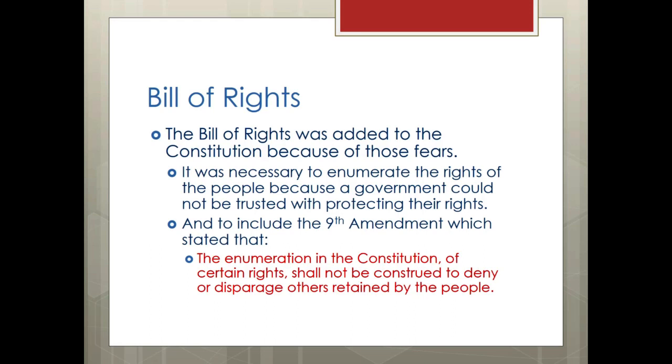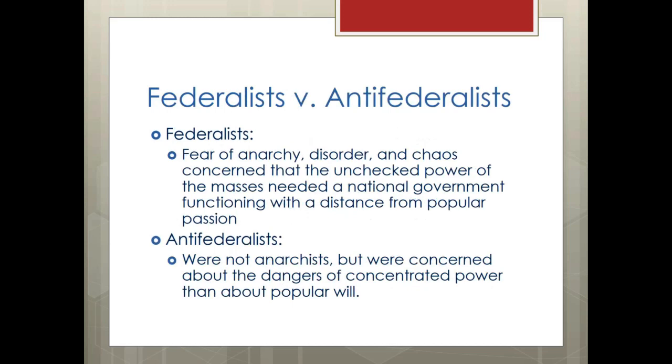However, George Mason introduced the idea that simply because we have these enumerated rights in the form of amendments, we don't want it to be viewed as if those are the only rights that the people have. And so therefore, the Ninth Amendment was added, which said that the enumeration in the Constitution of certain rights shall not be construed to deny or disparage others retained by the people.